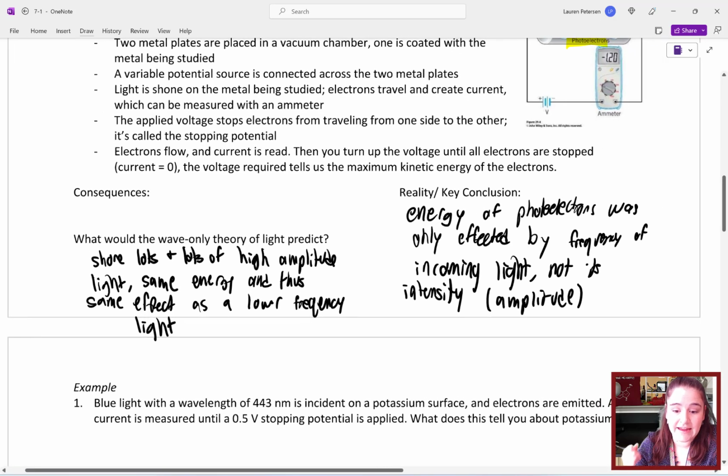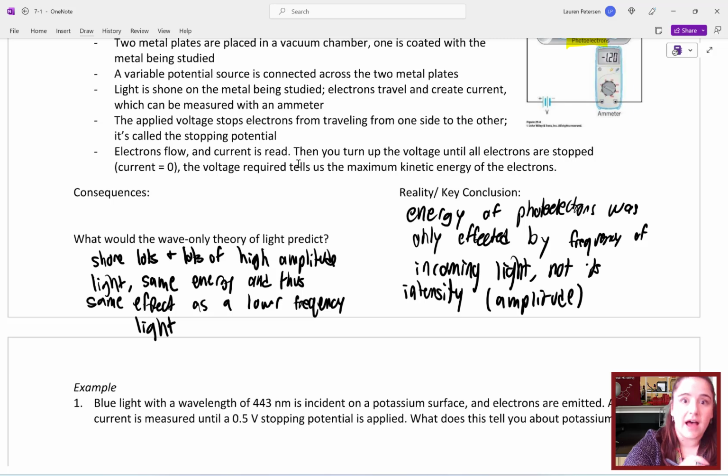Okay, the energy of those electrons was only affected by the frequency of the light, not the amplitude. So that got rid of our wave model. Our equations for the energy of a wave didn't match how light was behaving. So light is quantized.